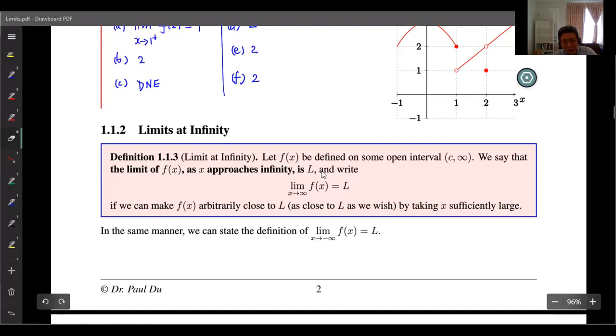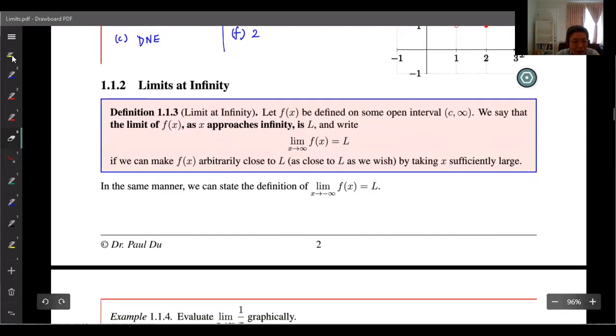Now we can generalize the concept of limit to limit at infinity. Instead of x approaching a fixed number, here we want to see what happens to the function when x just gets larger and larger, with no bound. That's the meaning of x approaches infinity. Usually we don't treat infinity as a number, so it just means x gets larger and larger with no bound. Same idea.